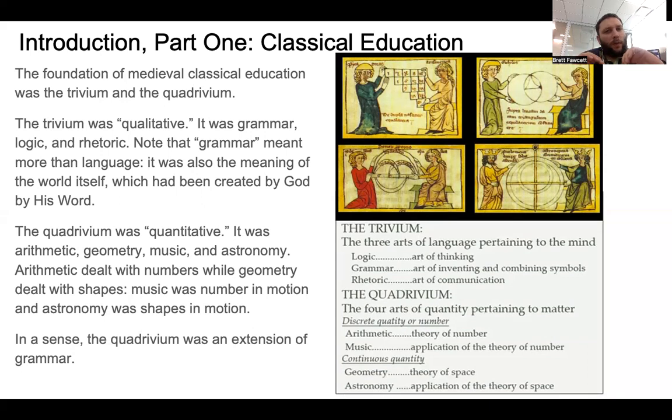The quadrivium was quantitative. And again, you had to learn these before you learned anything else. And the quadrivium was arithmetic, geometry, music, and astronomy. If you want to think of it this way, arithmetic dealt with numbers, while geometry dealt with shapes. So music is numbers in motion, and astronomy is shapes in motion. So in a sense, you could see how the quadrivium was really an extension of the grammar. We'll come back to this at the end.